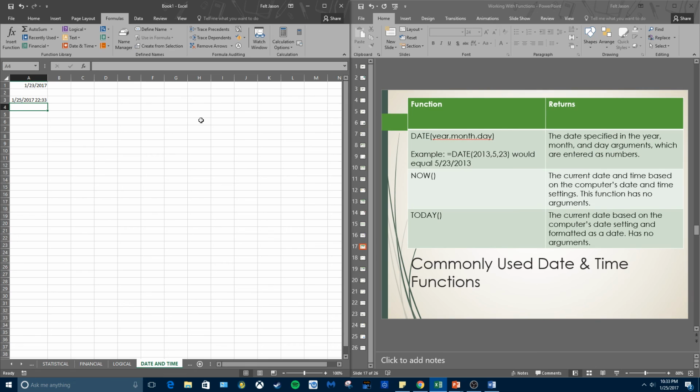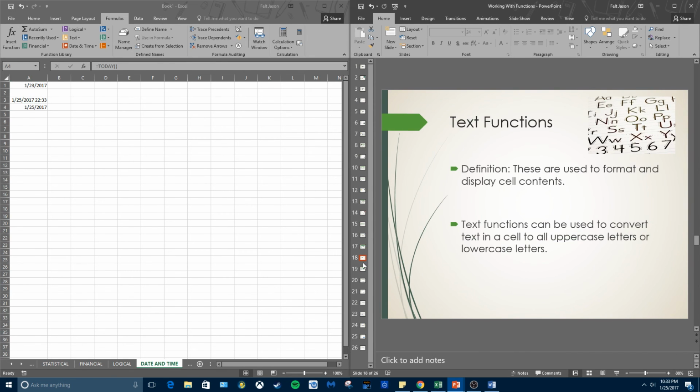Okay, so equals today. This shows 1/25. This is based on the computer's date, so if your computer's date is different, it's going to be different. It doesn't just magically know atomic time. It's whatever your computer's set to.